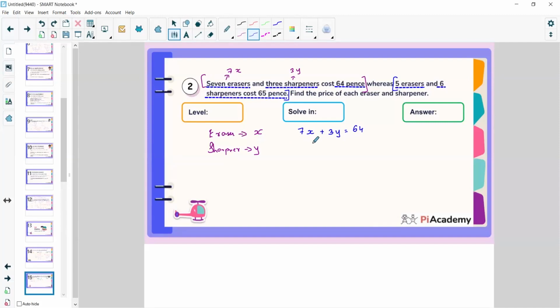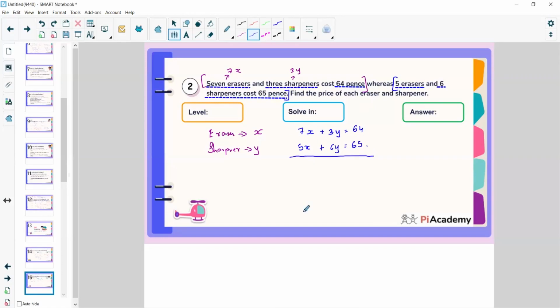6x plus... Again, is it 6x? 5x plus 6y equals 65 pence. Very good. So it is 5x, which is the cost of 5 erasers, plus 6 sharpeners. This costs 65. Okay.